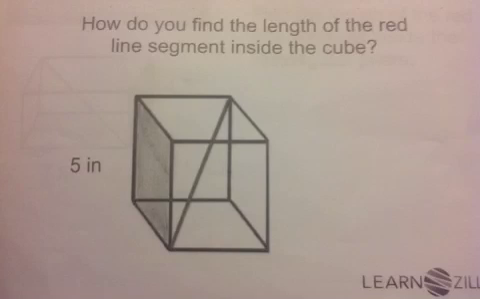So, the question asks, how do you find the length of the red line segment inside the cube? Of course, we don't have colored paper here, but this line right here is our red line segment. It starts at the back top right corner of the cube and comes all the way through to the front left bottom of the cube. So it's kind of this diagonal that goes right through our cube.